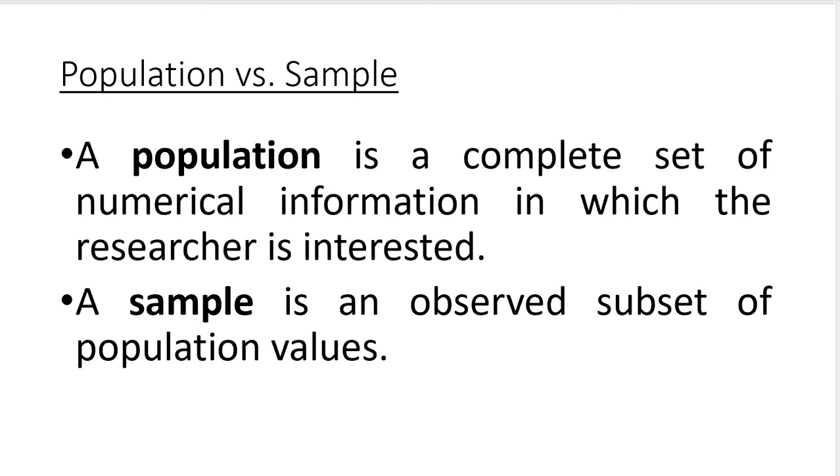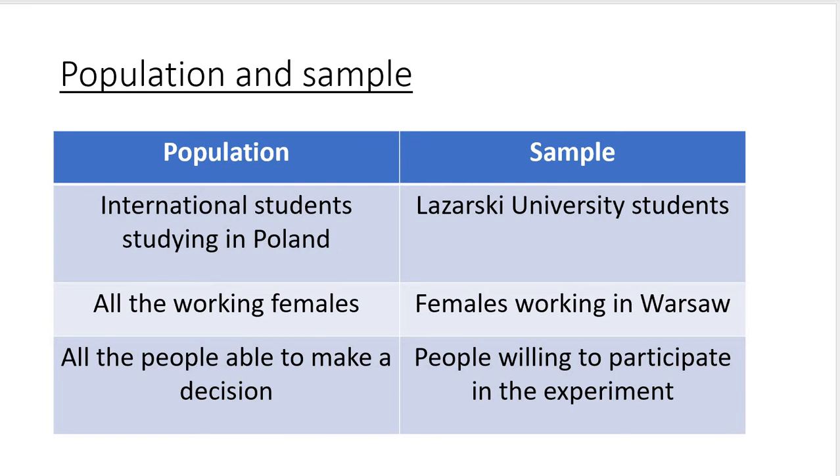In general, population is a complete set of numerical information in which you are interested as a researcher. However, sample is an observed subset of population values. So this is the part of population regarding which you actually have this numerical information. So let's discuss some examples.